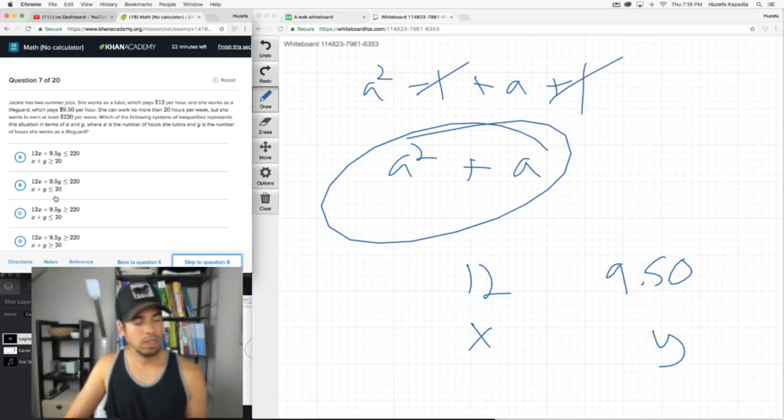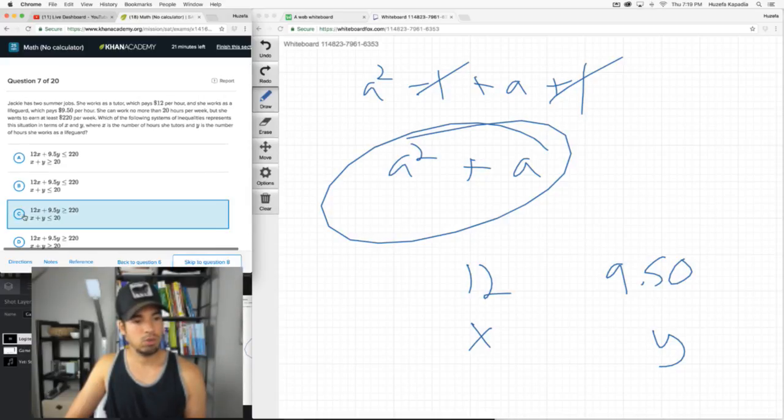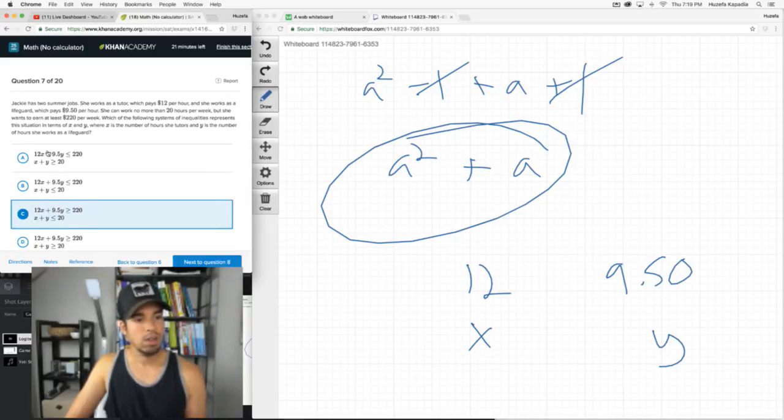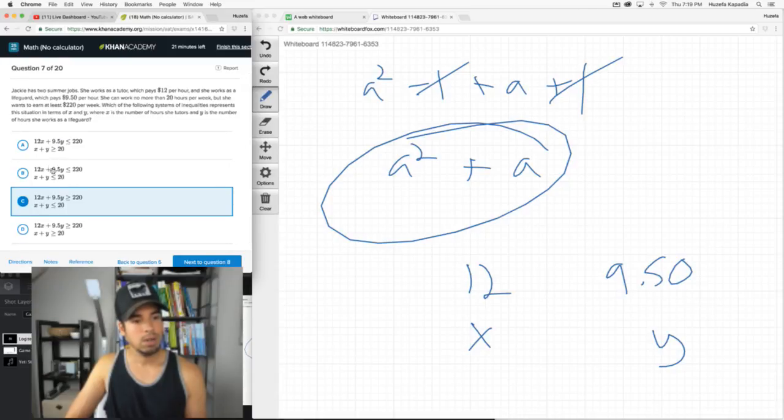So now the question is, she wants to earn at least 220, not at most 220. So the amount she makes, which is 12x plus 9.5y, has to be greater than 220. So that's why this is our winner. And you notice they made this nice because they didn't really change too much about these questions. They all have the money with the right variable, so you don't even have that question. It's just, hey, does she want to make at least or at most 220?